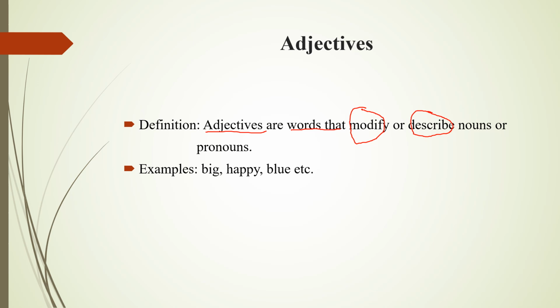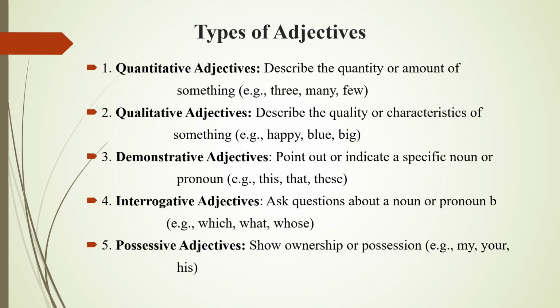For example, big, happy, blue. We may say I have a big bag, she is very happy, she has blue eyes. So adjectives modify or describe nouns or pronouns. Then we have types of adjectives. There are various types of adjectives. Those types are quantitative adjectives, qualitative adjectives, demonstrative adjectives, interrogative adjectives, and possessive adjectives.